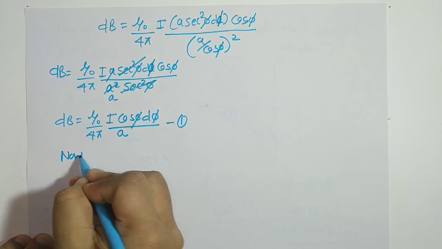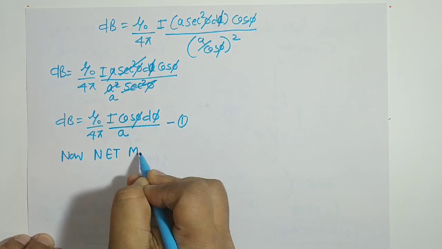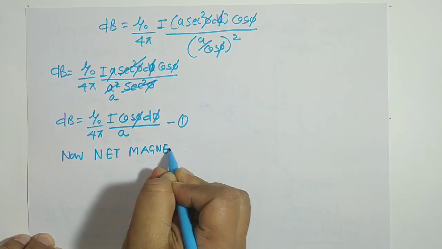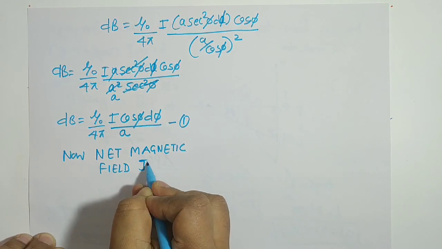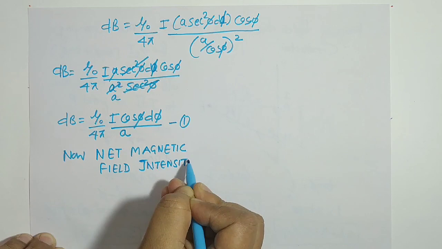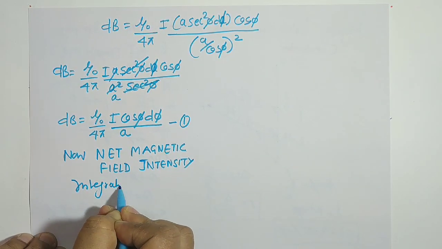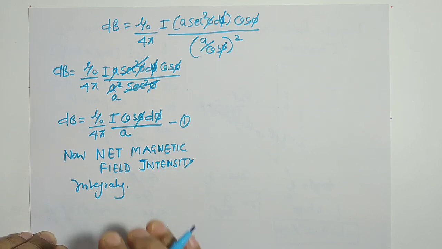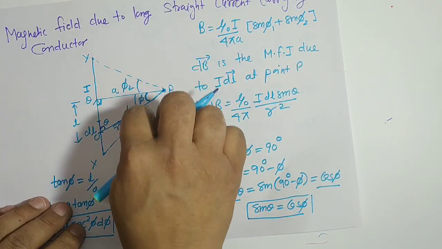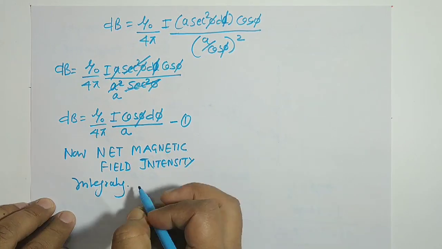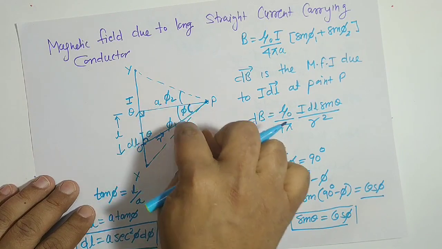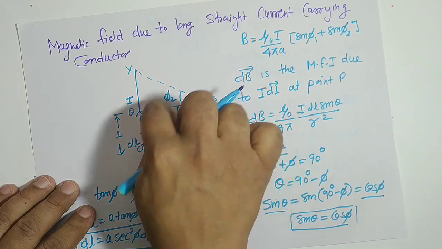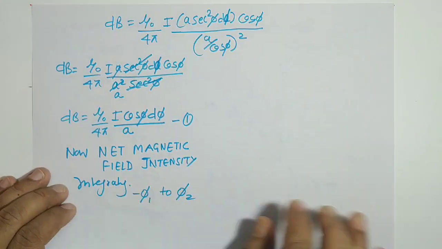Now you want the net magnetic field intensity. How will you get the net magnetic field intensity? You will integrate it. Integrating equation 1, the limit this time will be from the lower end to the upper end. That means from the lower angle to the upper angle, that is minus phi 1 to phi 2. Minus phi 1 is below the zero line. Are you getting why minus phi 1? Because it is below this line, so a negative angle. So minus phi 1 to phi 2 will be the limits of integration.